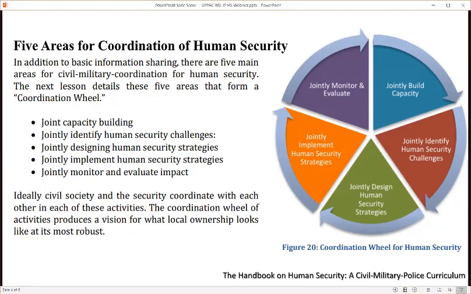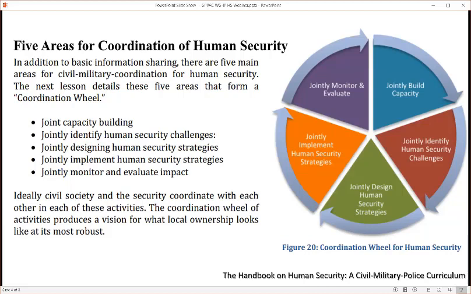So there are 5 areas in which we can coordinate these. For human security, the first is joint capacity building. What capacities are needed in order to achieve the kinds of security that we are looking for, the kinds of human security. The second would be then identifying what challenges. So this would include some kind of conflict analysis, conflict assessment. And if you can do that jointly, given the different approaches to security, this is one of the goals for that second point there, jointly identifying human security challenges.